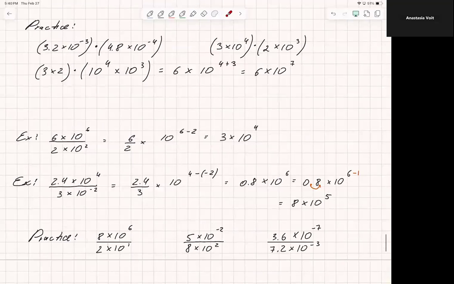So the division is performed the same way. The only difference is that instead of adding the exponents, we are subtracting the exponents when we divide, right?